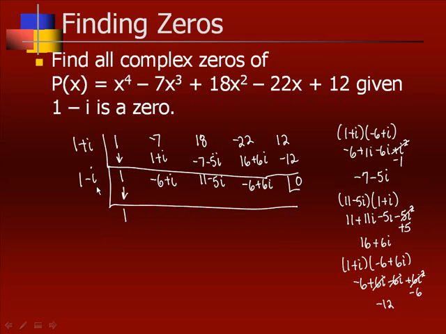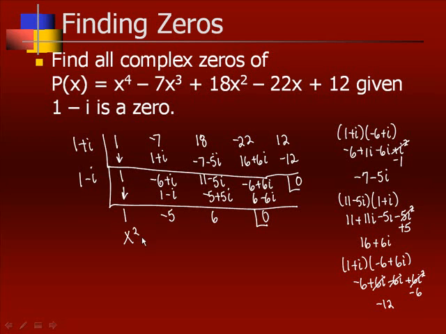Well, if that's 1, 0, then the next 0 would be the conjugate, which is 1 minus i. So 1 times 1 minus i would be 1 minus i. I's cancel, so we get negative 5. This would give us negative 5 plus 5i. I's cancel, so we get 6. This would give us 6 minus 6i. 6i's cancel. Negative 6 and 6 cancel, so this one is 0.